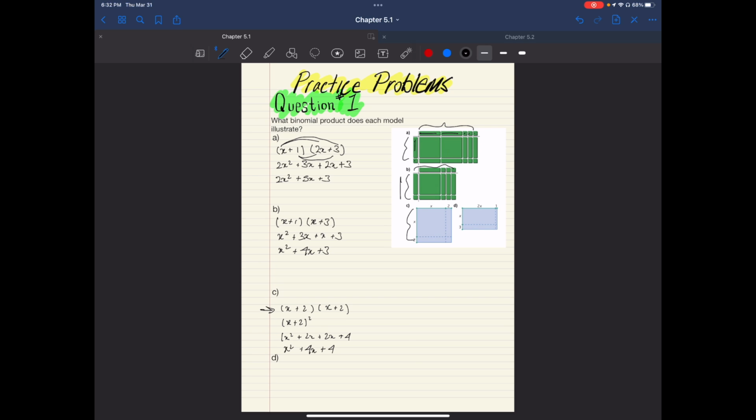Okay, now moving on to D. Along the vertical, we have x plus 3, and along the top, we have 2x plus 1. If we expand, we're going to have 2x squared plus x plus 6x plus 3. Combine like terms: 2x squared plus 7x plus 3.